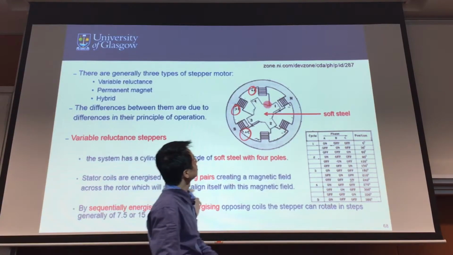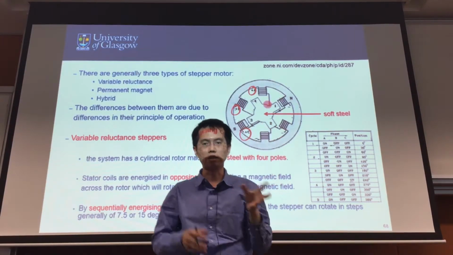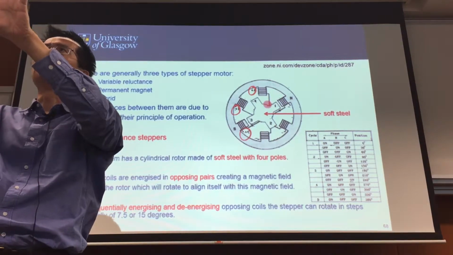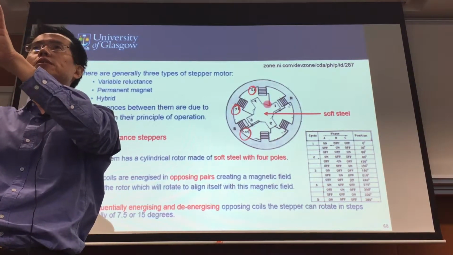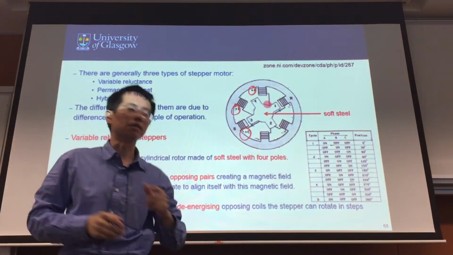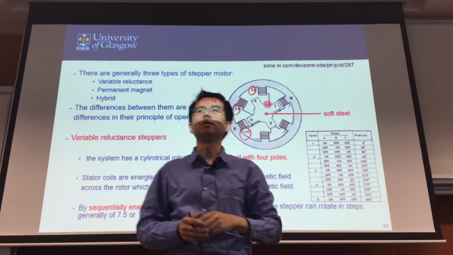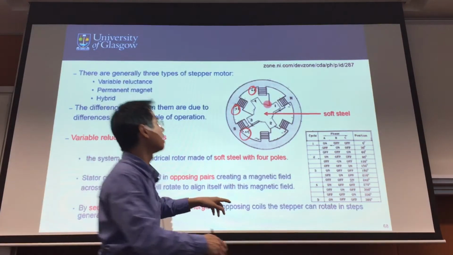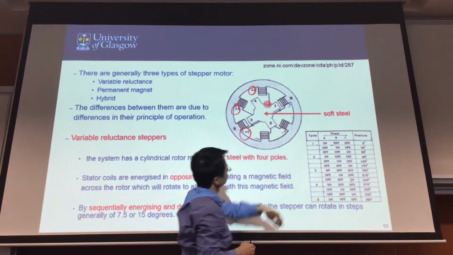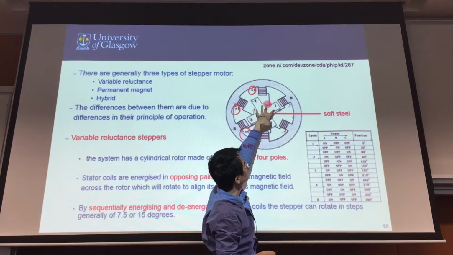So some students thought that, oh, I can see 1, 2, 3, 4 extensions from the core. That means it can only have 1, 2, 3, 4 positions, so the step size of this is 90 degrees. It's not the case. You can see that every step size is actually 30 degrees. Because you have a number of coils that doesn't correspond to the number of extensions in the soft iron core, because of that, it has this intermediate step size.